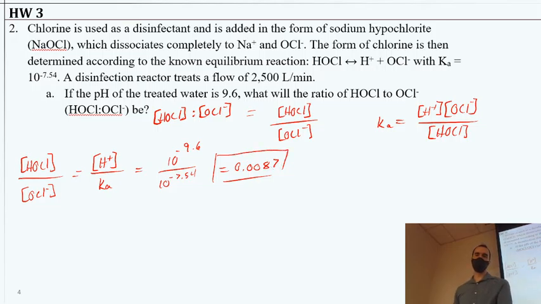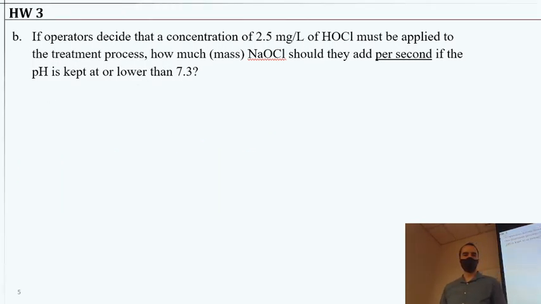In percentage terms, 0.87% of the solution is in the HOCl, which is not so good a thing if you're trying to disinfect water. You want it to be in HOCl, not in OCl-. So part B says, if the operators decide that a concentration of 2.5 milligrams per liter of HOCl must be applied to the treatment process, how much mass of NaOCl should they add per second if the pH is kept at or lower than 7.3?